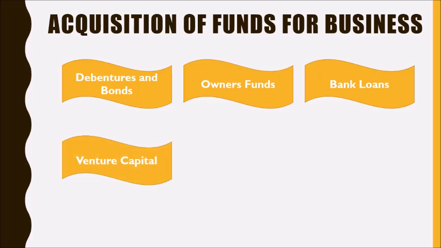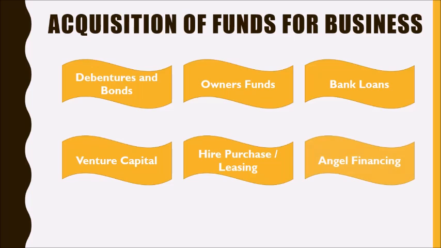Then there are venture capital investors. They'll be interested in investing in your business if you have viability. Then we also have a different form of financing, that is hire purchase and leasing, where the ownership is going to be transferred to you in installments. Then there is something called angel financing. So there are various ways in which a business can be funded. You can acquire funds for business from these various sources. Now we'll just focus on equity, debenture, bank debts, and international funds.